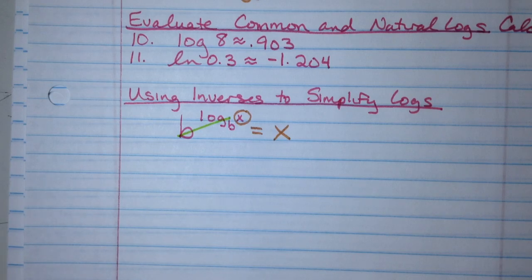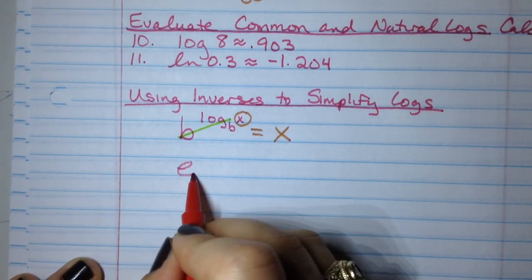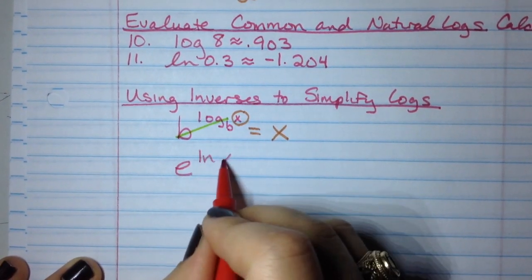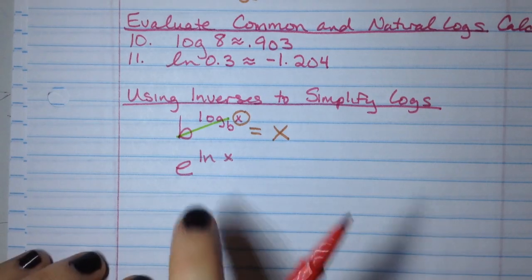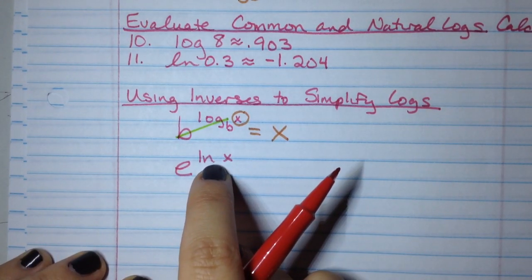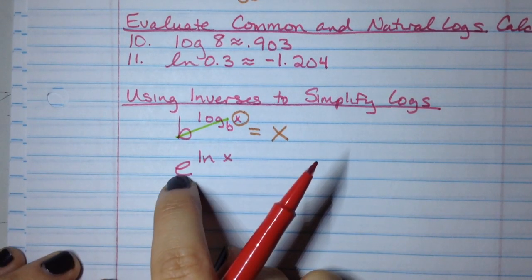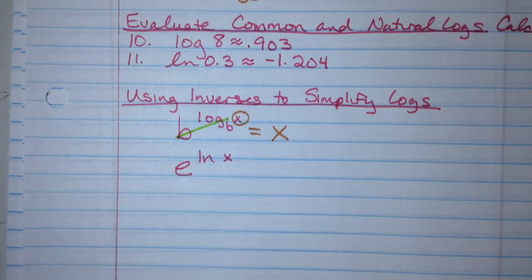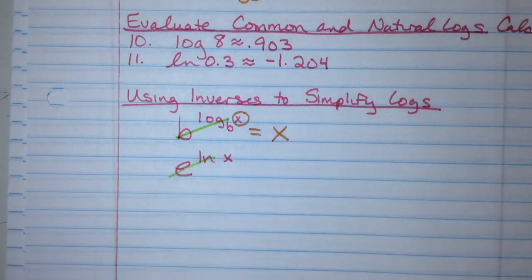Okay, same makes sense if your base is e. So let's say that you have big base e raised to the natural log of x. What is the invisible base of a natural log? It's e. So now if my base and my little base match, they cancel out, and that x gets to escape.